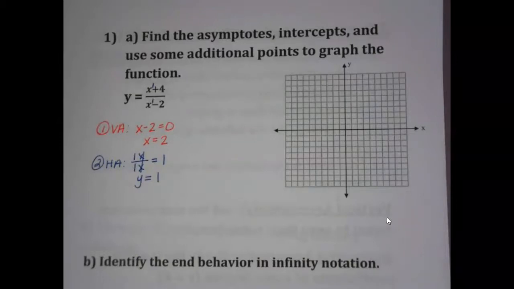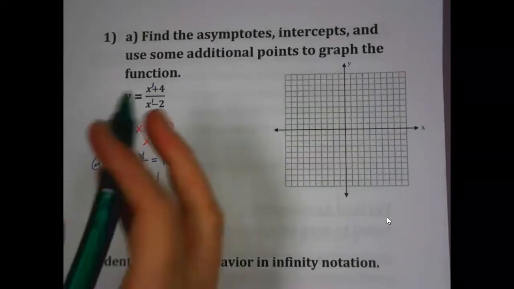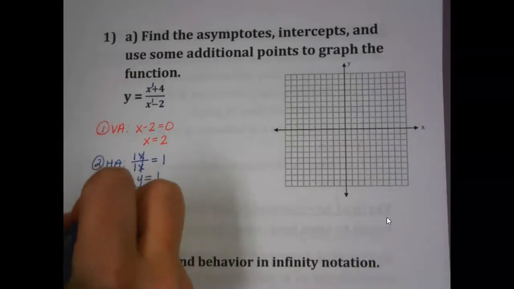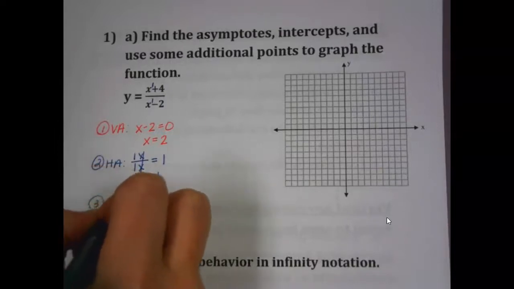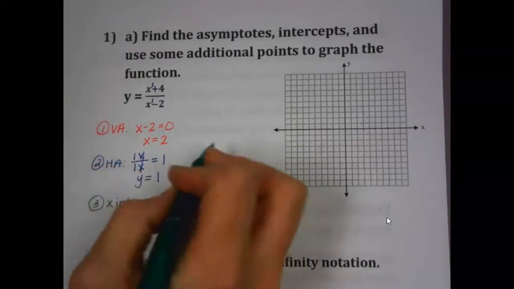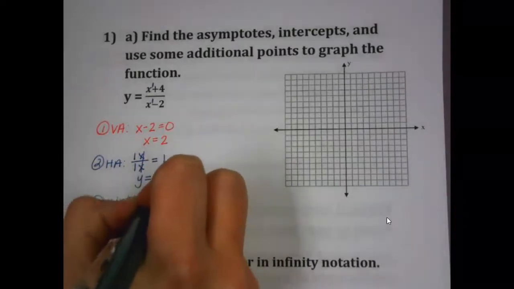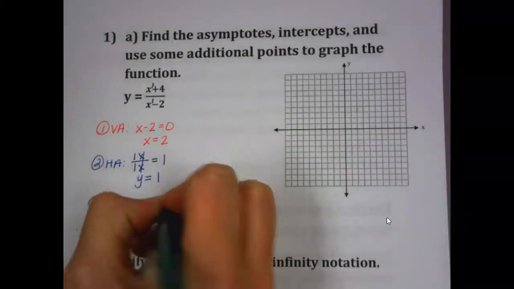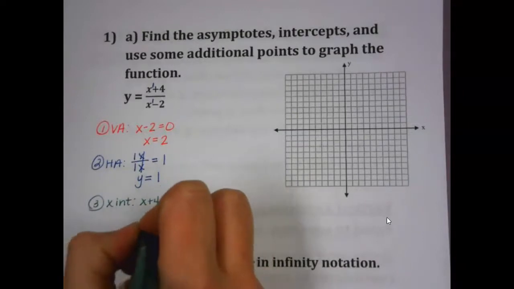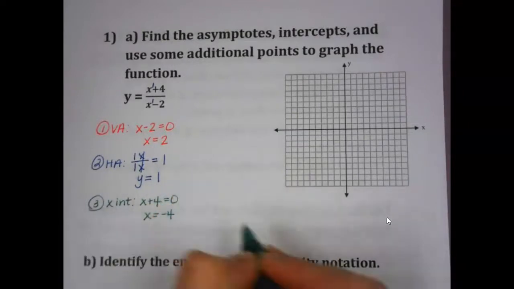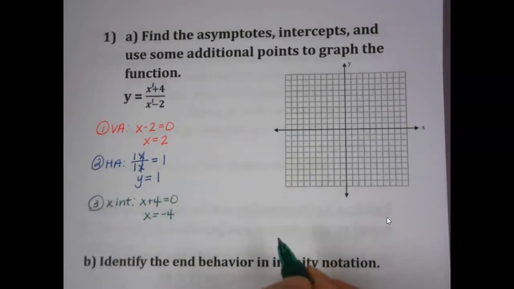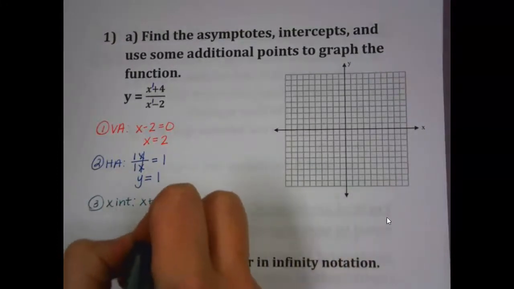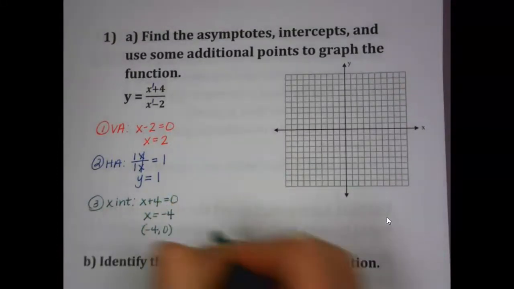All right, then we need to find the x-intercept. The x-intercept is when you take your numerator and set it equal to 0. So we're going to solve. We end up with x equals -4, but when we're talking about intercepts, we write those as a point. So we would say -4, 0.